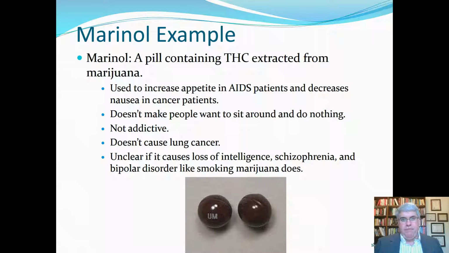Now, what we're going to use in this example, and what Pagano's textbook uses, is we're going to look at the drug Marinol. Marinol is a pill containing THC extracted from marijuana, and it's used to increase appetite in AIDS patients and decreases nausea in cancer patients. So it's kind of like all the benefits that people claim from medical marijuana, except it doesn't make people want to sit down doing nothing. It's not addictive, doesn't cause lung cancer. There's no indication that it causes schizophrenia. It's not associated with bipolar disorder like marijuana is. We don't have as much data as we want, but there's a chance that it's not nearly as dangerous as marijuana is, especially in terms of loss of intelligence and schizophrenia.